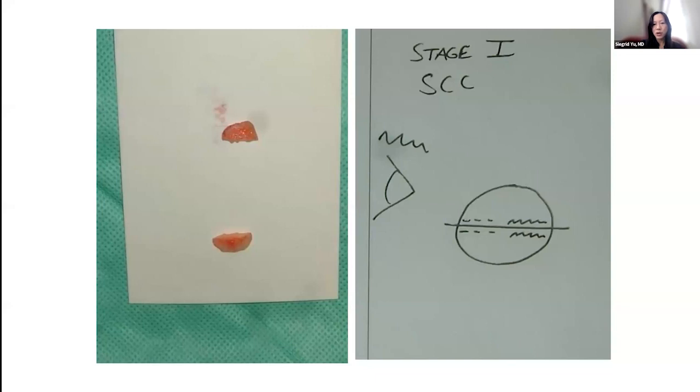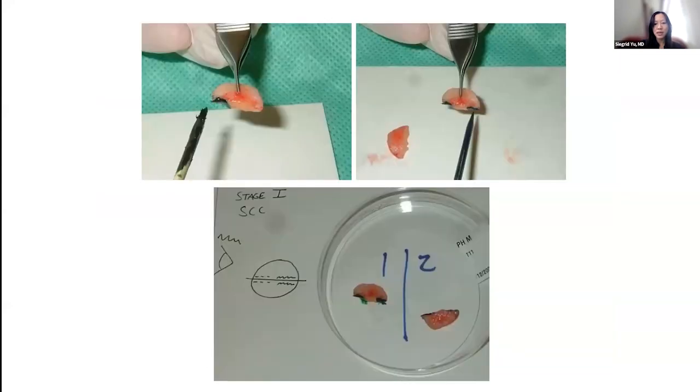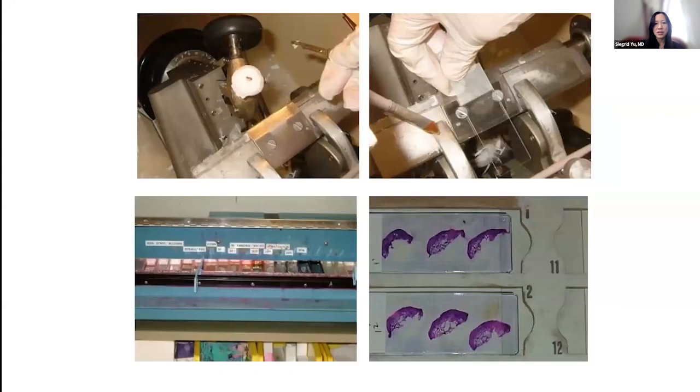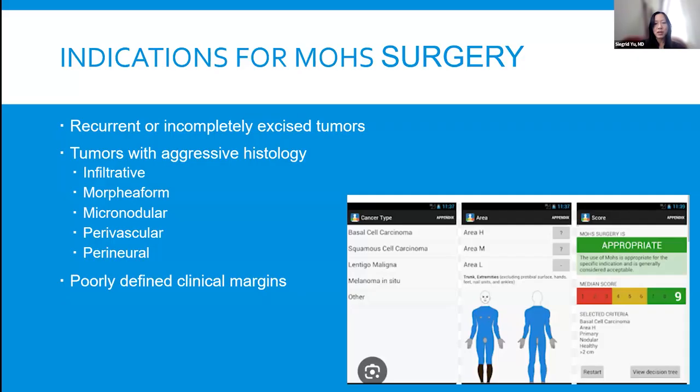And this is how we process through the lab with diagrams and inking. And the frozen sections in the lab are then put onto glass slides, stained, and reviewed under the microscope. Now, what situations are best for Mohs surgery? So we typically reserve this technique for higher risk tumors, and I'll go over what some of that means.